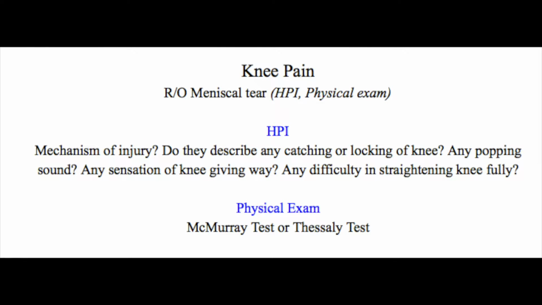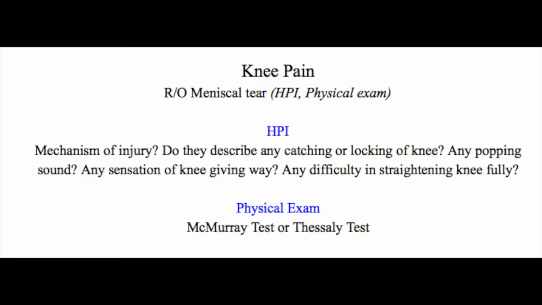For knee pain, one possibility is to rule out a meniscal tear. During the HPI, ask about the mechanism of injury. Do they describe any catching or locking of the knee? Any popping sound? Any sensation of the knee giving way? Any difficulty in straightening the knee fully?